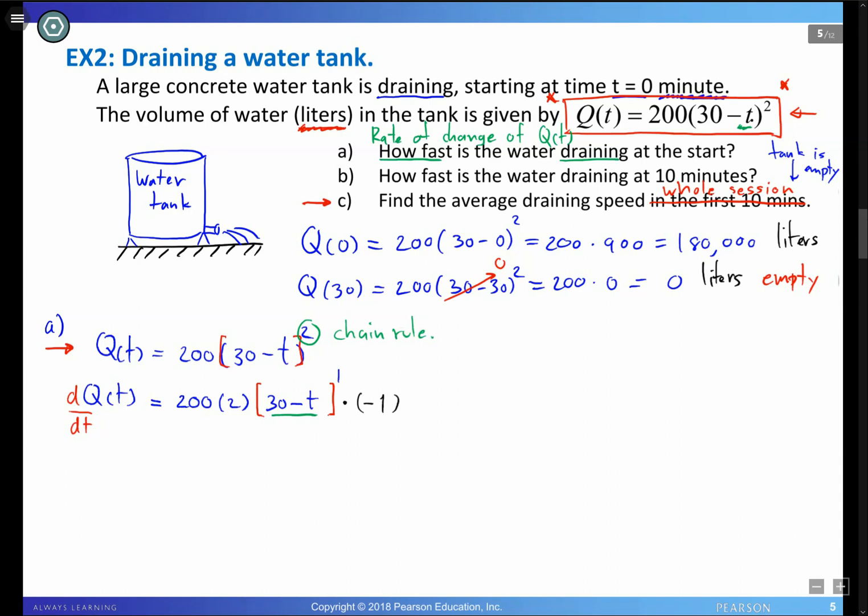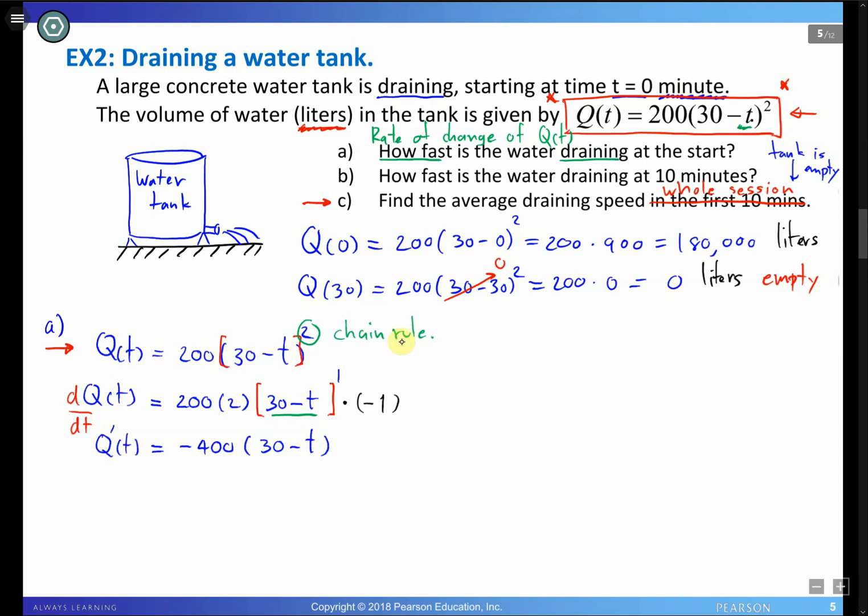Okay, let's combine these terms. So what do we have here? Equal to minus 400 times 30 minus t. And this is q prime as a function of t. So let's make a note right here that this is q prime, the derivative of q with respect to t, as a function of time.